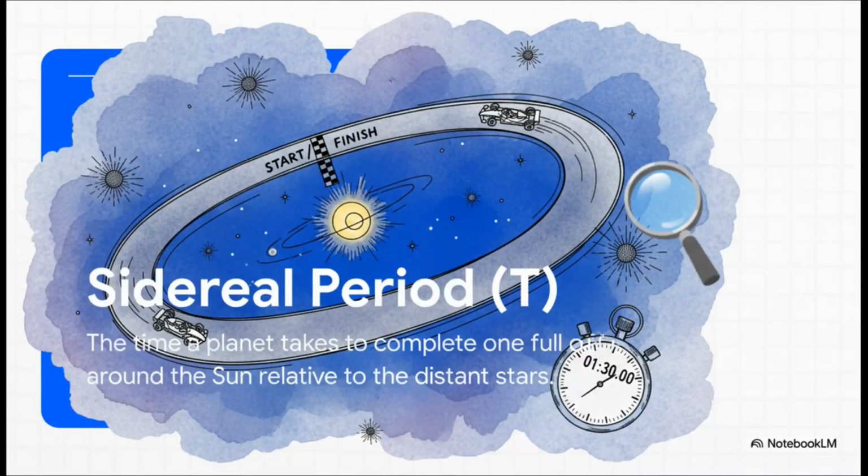So let's be very clear about the sidereal period. This is the planet's actual year. The racetrack analogy works perfectly here. Imagine a car completing one full lap. The sidereal period is the time on the stopwatch from the start-finish line all the way around and back to that same line, with the stadium itself, the distant stars, as your fixed reference.